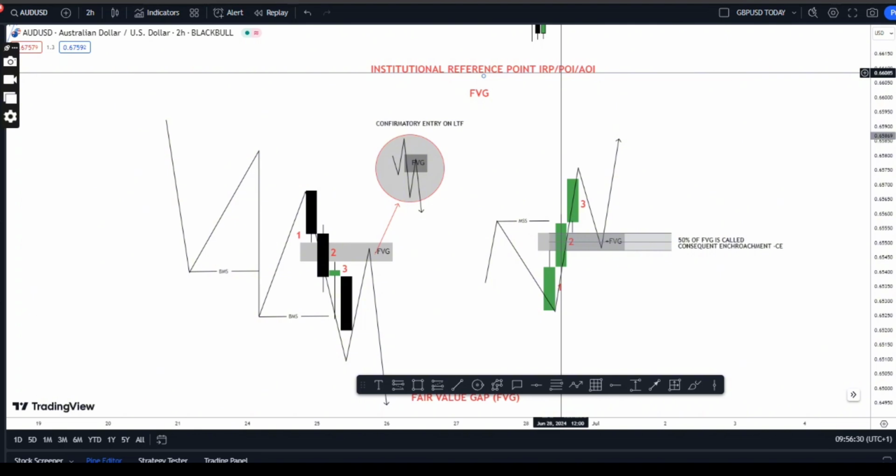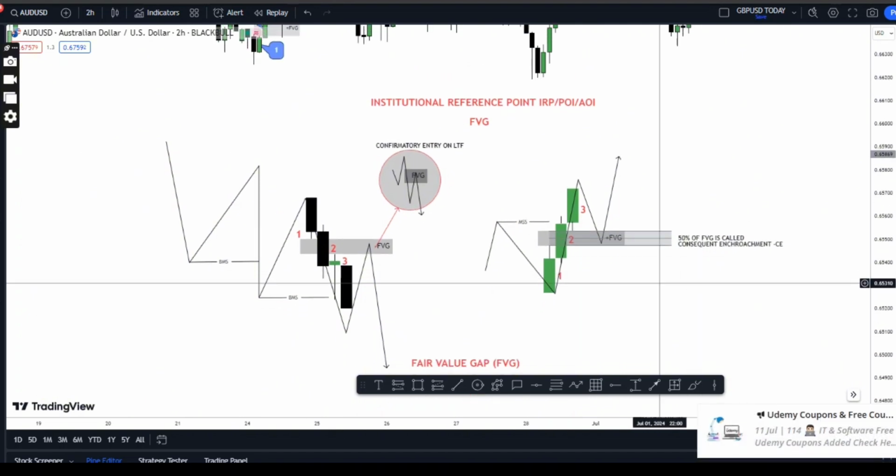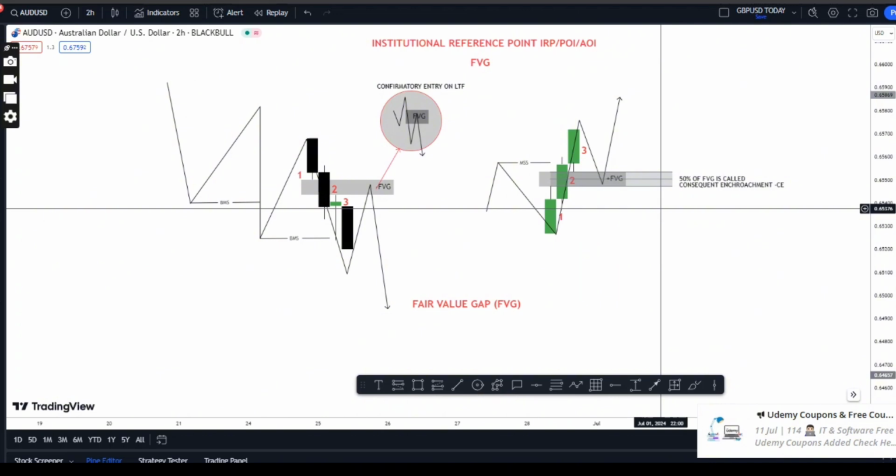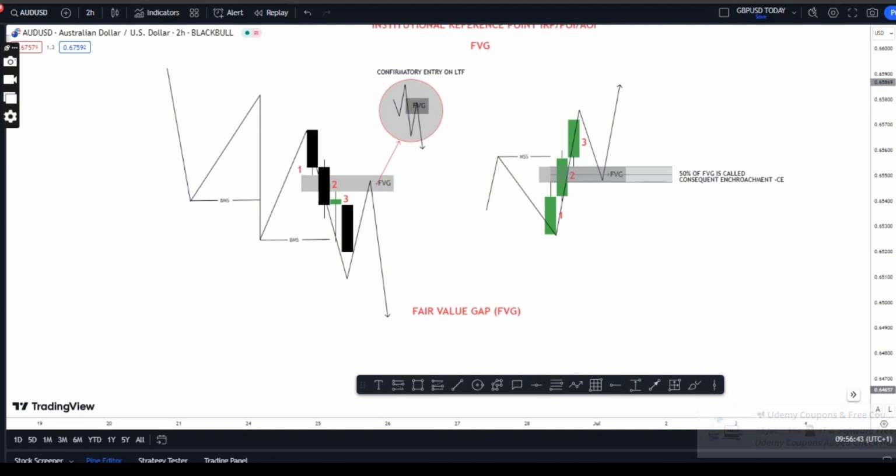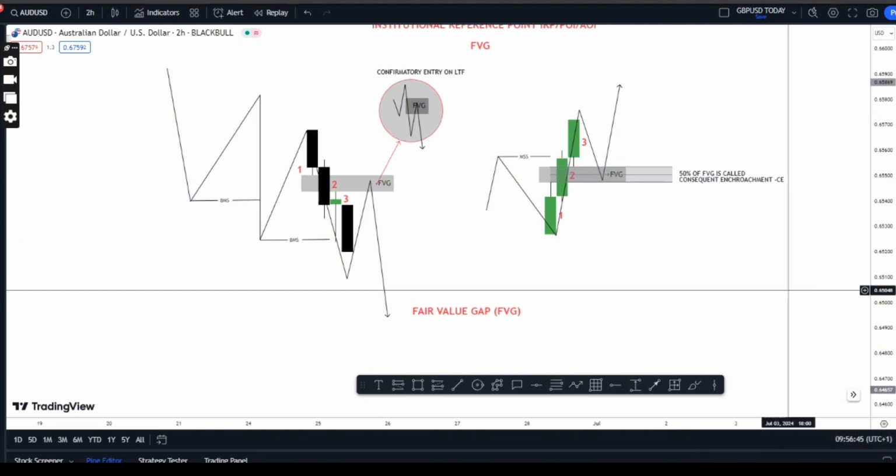What if I show you an institutional reference point that works most of the time? Okay, and this reference point is called the fair value gap. So in this video, I'm going to be sharing with you traders how to be able to identify a fair value gap, how to be able to make use of fair value gap in your trading. So you want to make sure you watch this video to the very end.